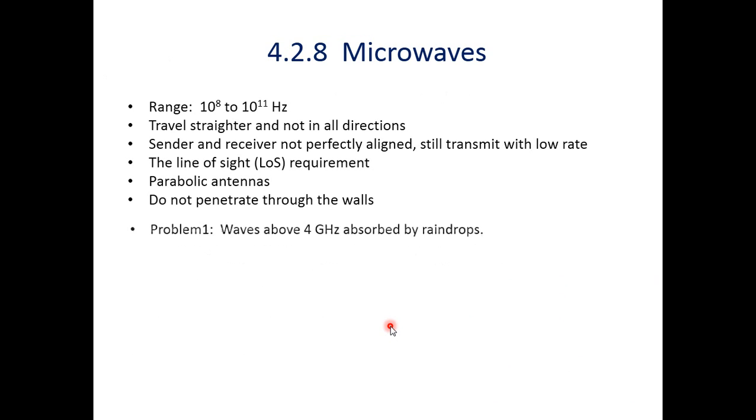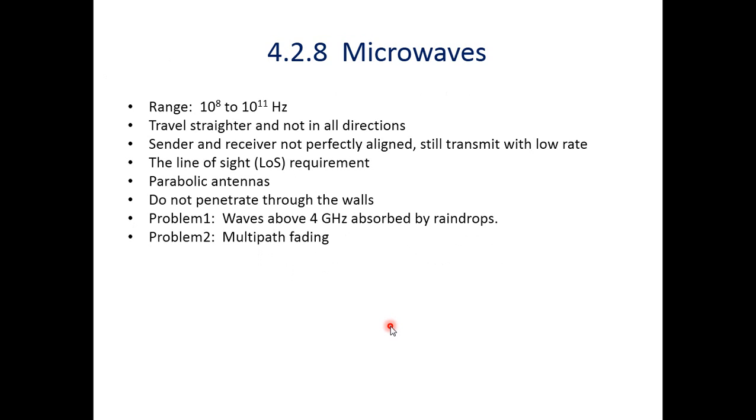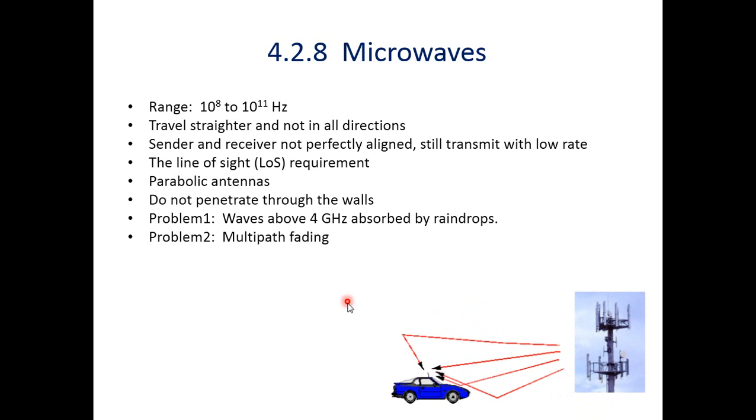Microwaves do not penetrate through walls, as radio waves do. Radio waves can easily pass through an obstacle or a wall. There are problems with the microwave. Microwaves above 4 gigahertz are absorbed by raindrops, and the second problem is multipath fading.